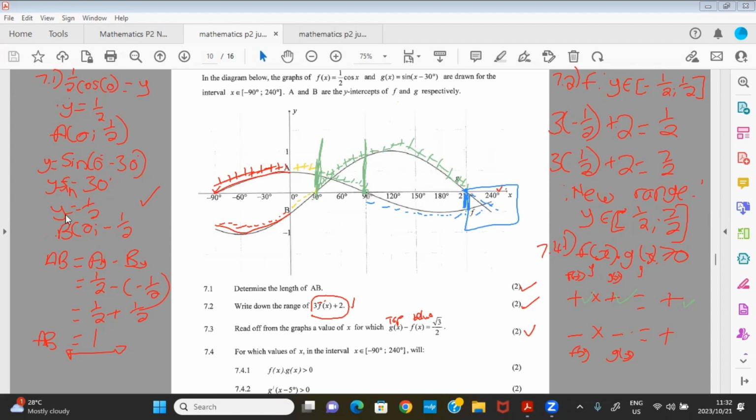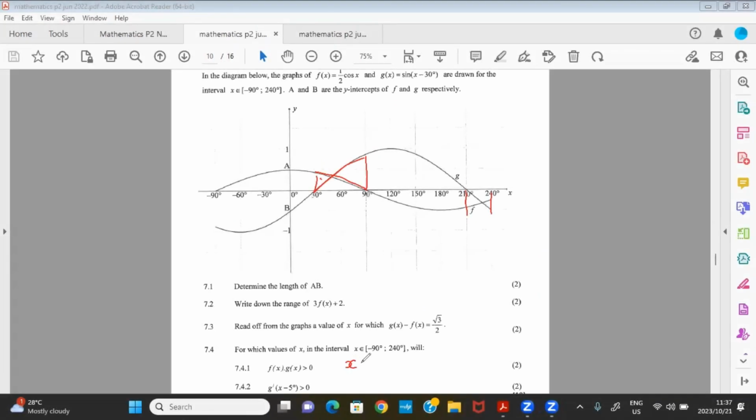So here's what my answer will be: x is greater than 30 degrees but less than 90 degrees, or x must be greater than 210 degrees and less than 240 degrees. Yeah? That was 7.4.1, without wasting any of your time.